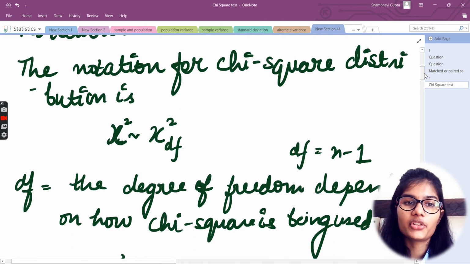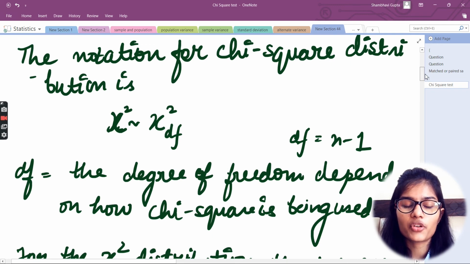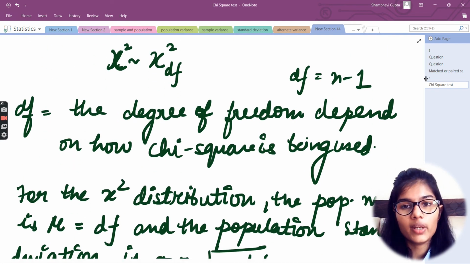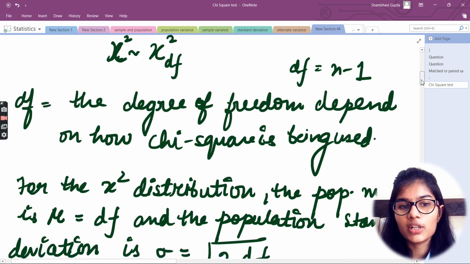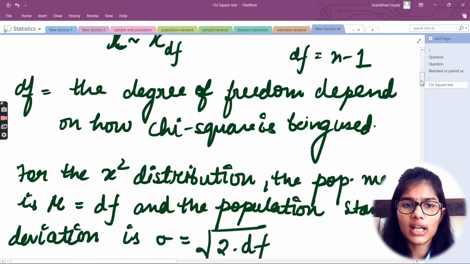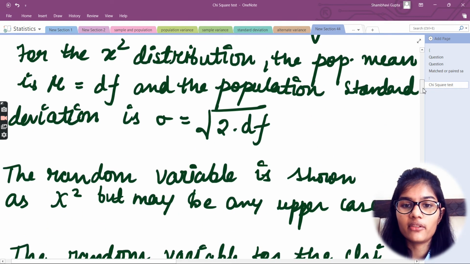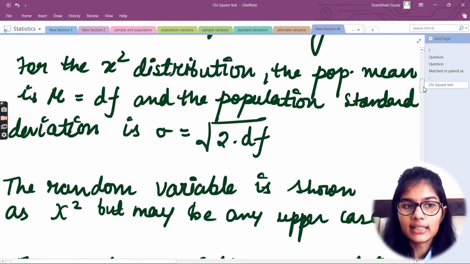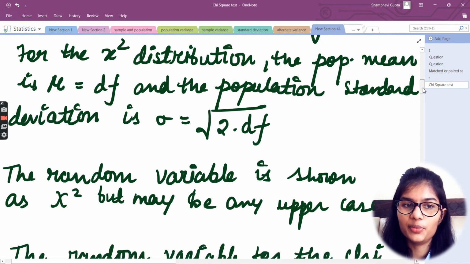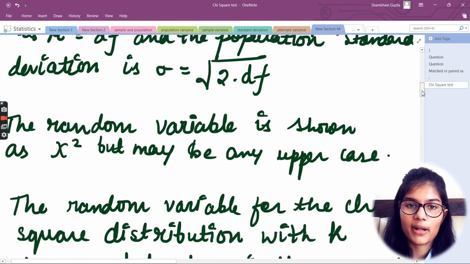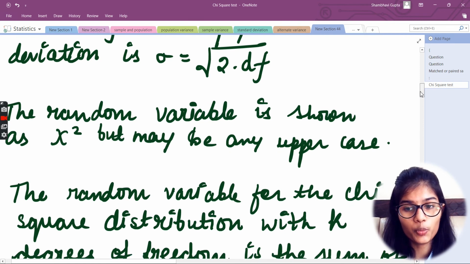So we had studied, first of all, the notation for the chi-square distribution: X squared is approximately χ² with df. What's our df? The df value is equal to n minus 1. What is df known as? It's the degrees of freedom, which depends on how chi-square is being used. For the chi-square distribution, the population mean is mu, equal to df, and the population standard deviation is sigma, equal to the square root of 2 multiplied by df.